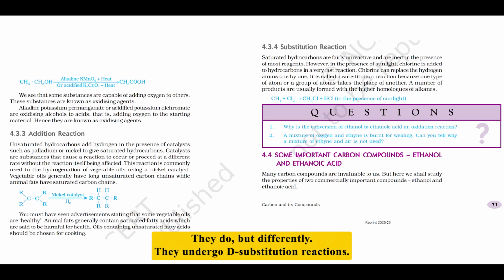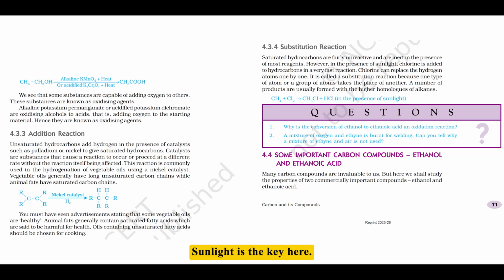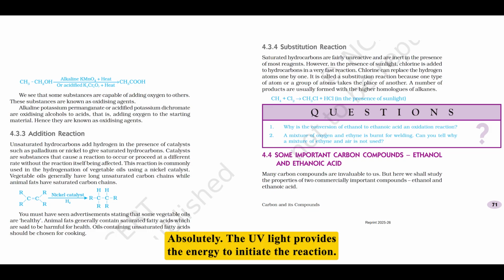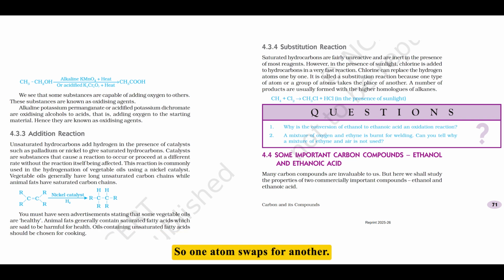They do, but differently. They undergo substitution reactions. Saturated hydrocarbons are generally quite inert, but in the presence of sunlight, they react with halogens like chlorine, Cl2. Sunlight is the key here. Absolutely. The UV light provides the energy to initiate the reaction. What happens is a chlorine atom replaces or substitutes for a hydrogen atom on the saturated hydrocarbon chain. So one atom swaps for another.